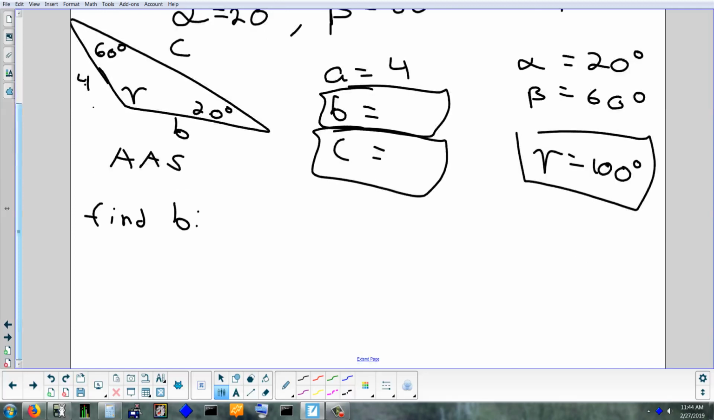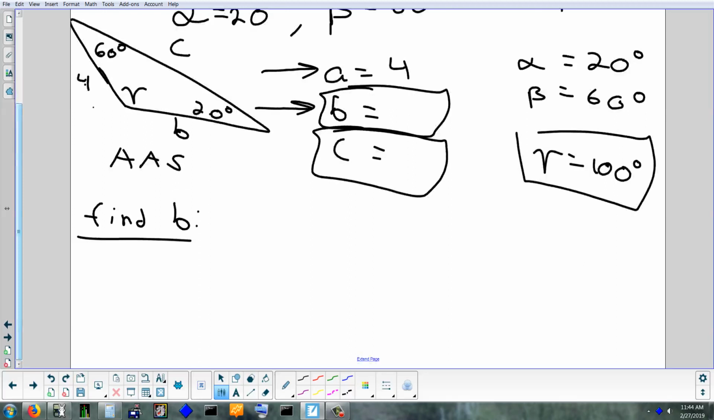At least you didn't say neither. Could have been worse. So let's find B. To find B, you're going to pick a row that has everything in it, and then pick the row that has the thing in it you want to find. Here's the row with everything in it, so we're going to use that. Here's the row with the stuff we want to find.